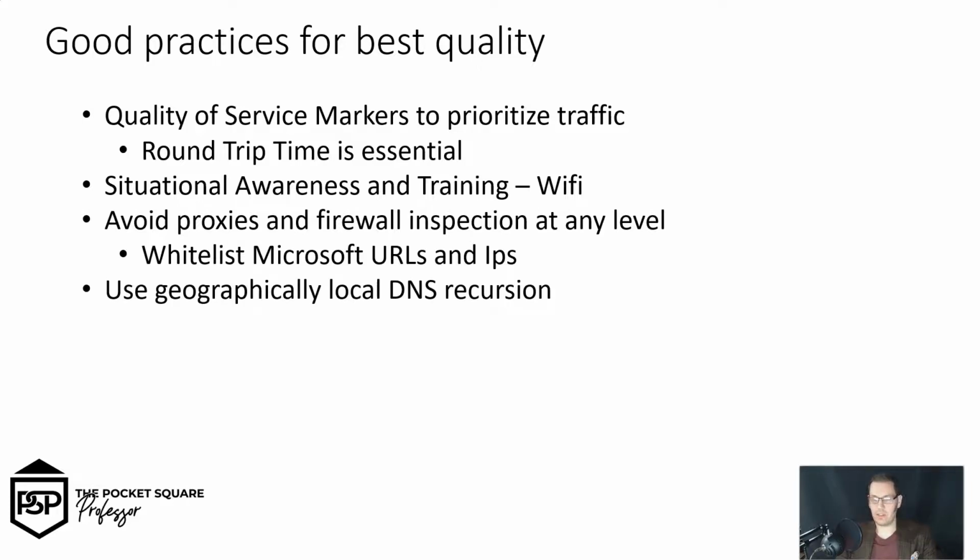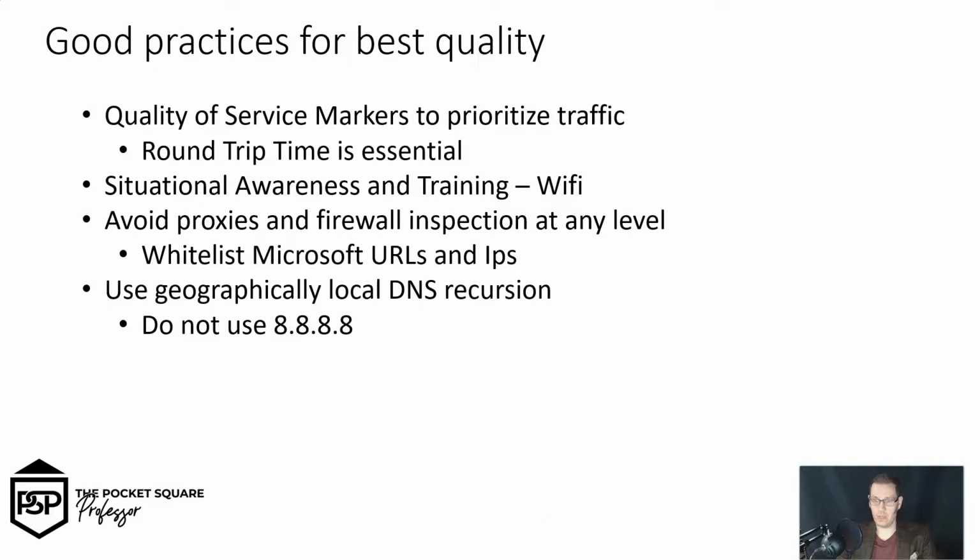Use geographically local DNS recursion. Do not use 8.8.8.8. This happens all the time. What I normally see is that when you're looking at DNS and we're doing DNS forwarding, a lot of my customers will use 8.8.8.8 as a DNS forwarder. Well, the problem with that is that could be anywhere in Google. That's Google's DNS resolution service, and that could be anything.